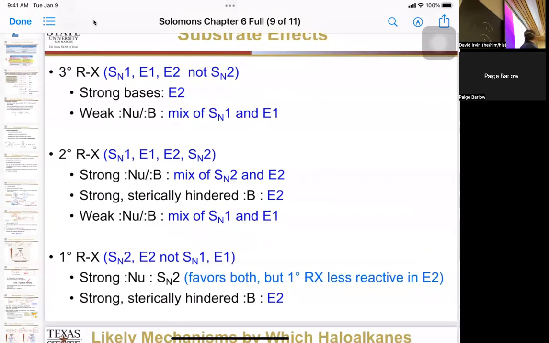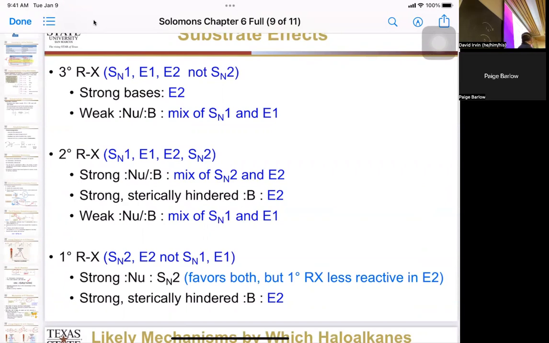In secondaries, they can actually do all 4 reactions. But when you have a strong nucleophile or a strong base, you typically get substitution if it's more nucleophilic than basic, and you can get elimination if it's more basic than nucleophilic. And again, colder temperatures promote substitution, higher temperatures promote elimination. Then if we have a strongly hindered base, T-butoxide, it only does E2 because it's too big to act as a nucleophile. Okay, and if we have a weak base and nucleophile, it can only do SN1 and E1, and they're going to be in competition.